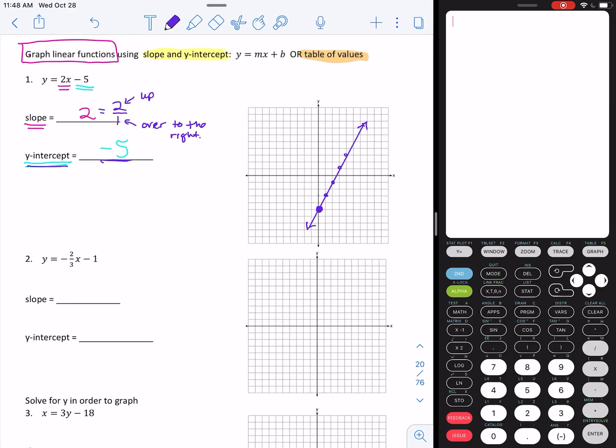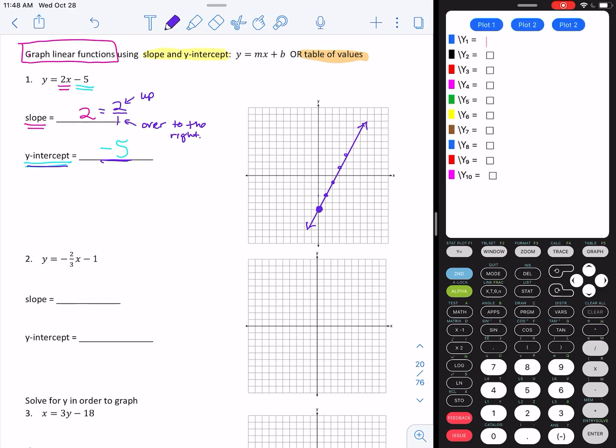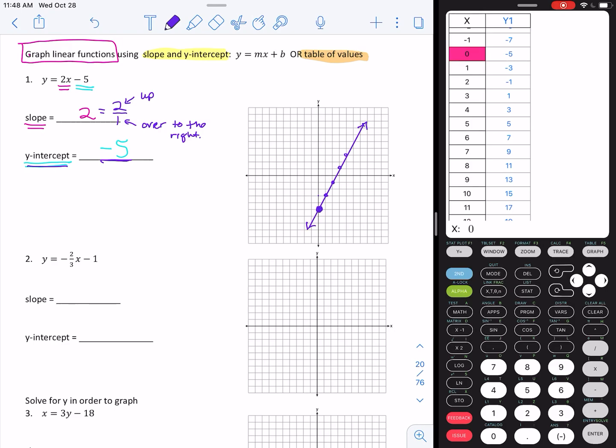But you can also get this from your table of values on your calculator. So if I put in 2x minus 5 and go to the table, I can see that 0 is negative 5. And look, that's that point right there. I can see I've got 1, negative 3; 2, negative 1; 3, 1; and 4, 3.